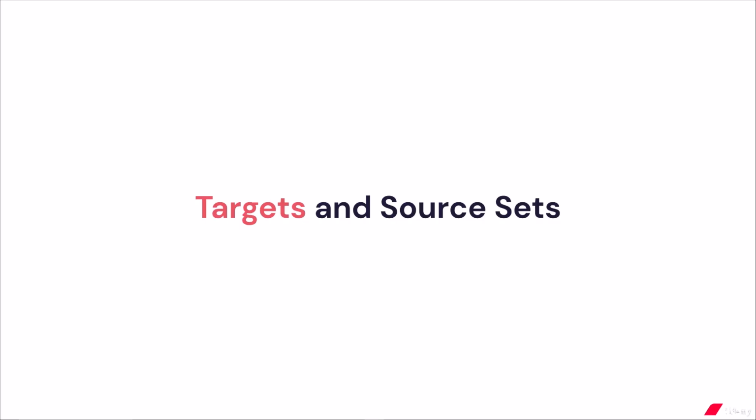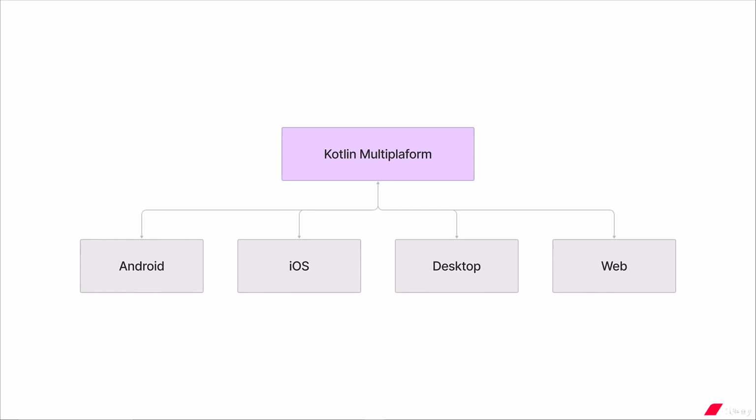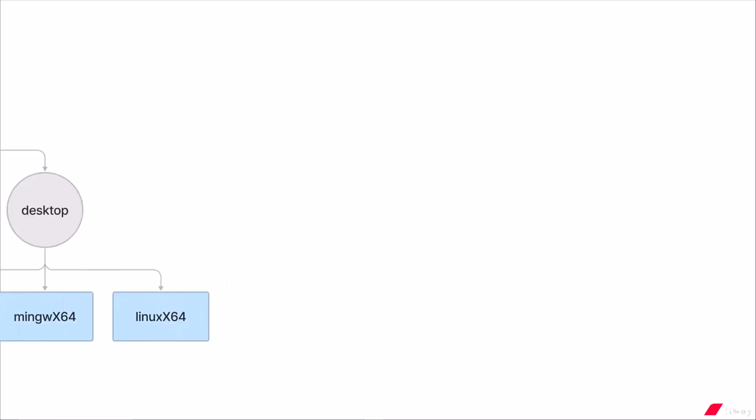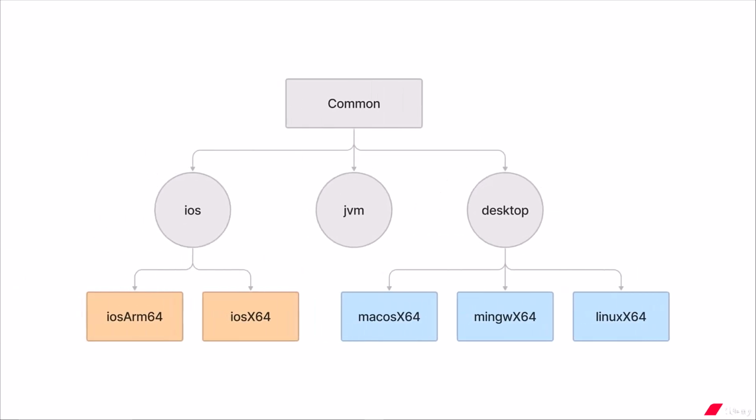In the previous video, we touched on the topic of targets and source sets a little bit, but here I will try to explain them in more detail. Kotlin Multiplatform is a great technology that empowers developers to share code seamlessly across different platforms. Kotlin Multiplatform introduces the concept of common code that bridges the gap between various platforms. This shared codebase allows developers to write logic once and deploy it across different environments.